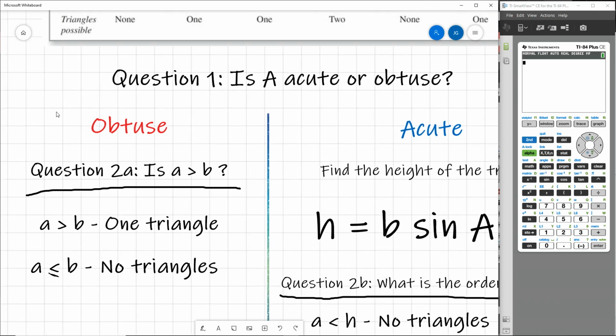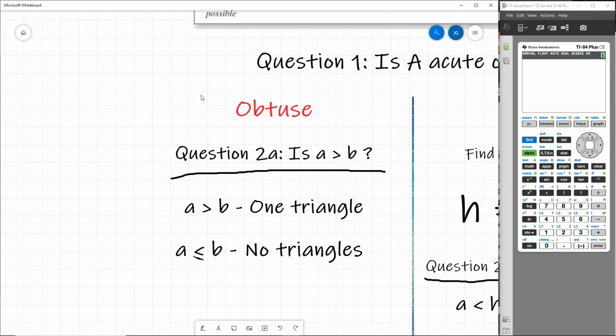Let's say the angle we know, angle A, is obtuse. Well, then we have to ask ourselves one question. The two sides that we have, is a greater than b? So is the side opposite of our known angle greater than the side that's adjacent to our known angle? And if it is, then we have exactly one triangle, and we can use the law of sines to figure out all the values of that triangle.